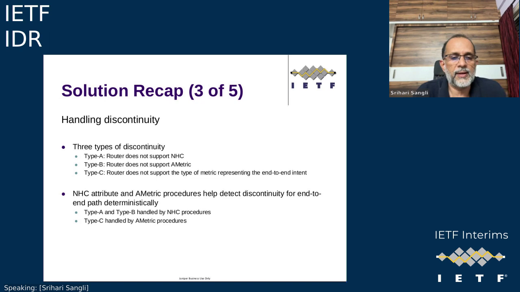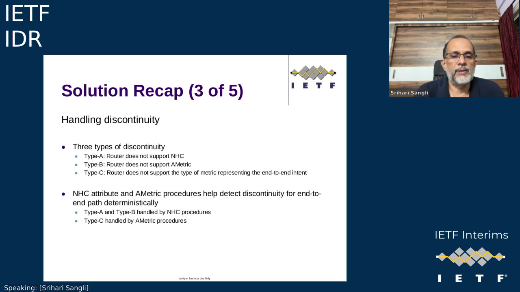Talking about discontinuity, there are three types of discontinuity as we have seen: type A, type B, type C, as defined here. Type A, the router does not understand the NHC at all. Type B, NHC is supported, but it does not support the new extensions as defined in this document, the accumulated metric. And type C, it does support accumulated metric, but it might not understand the new metric that the operator wants to introduce down the line after the router has been upgraded to support both NHC and the base specifications of this A metric.